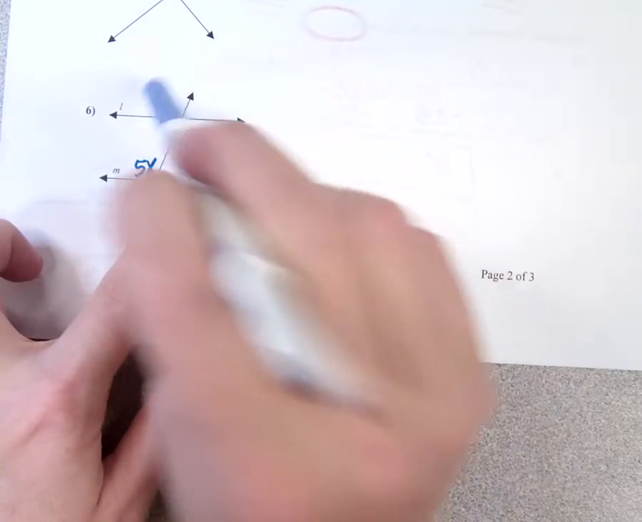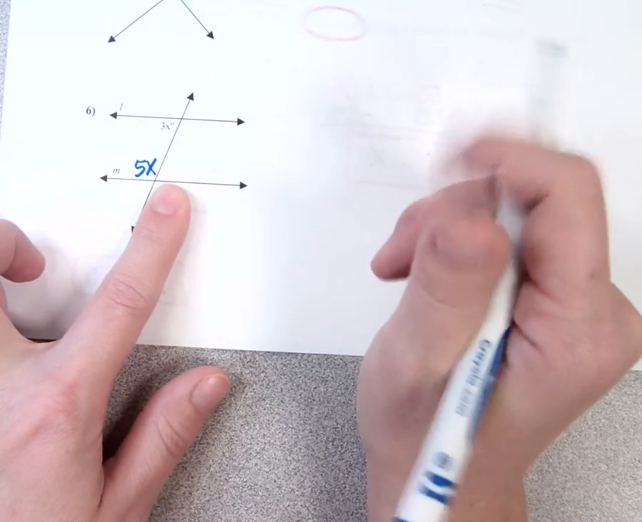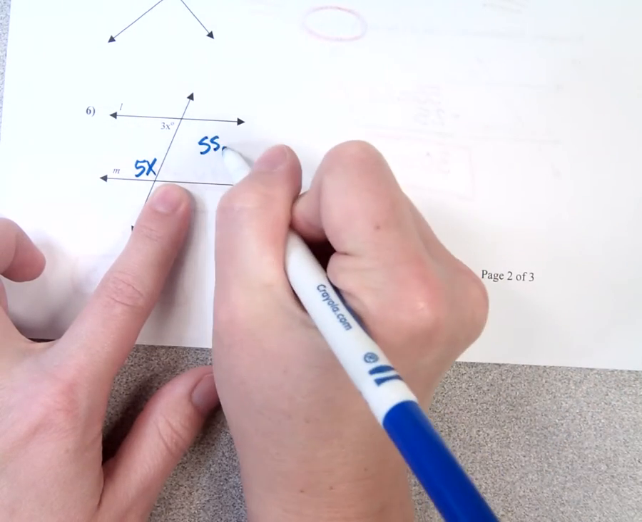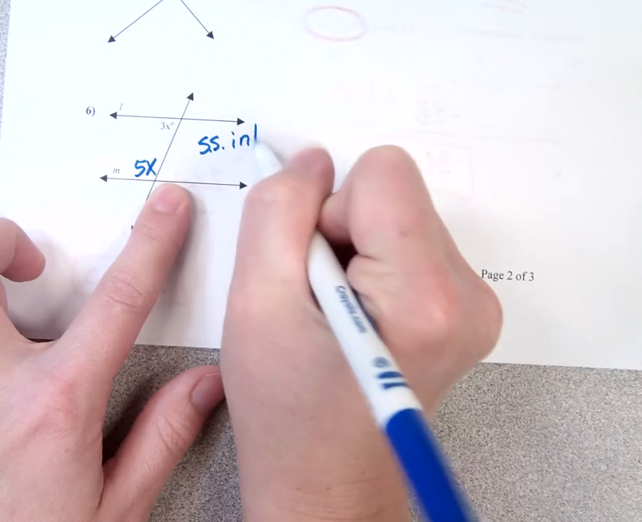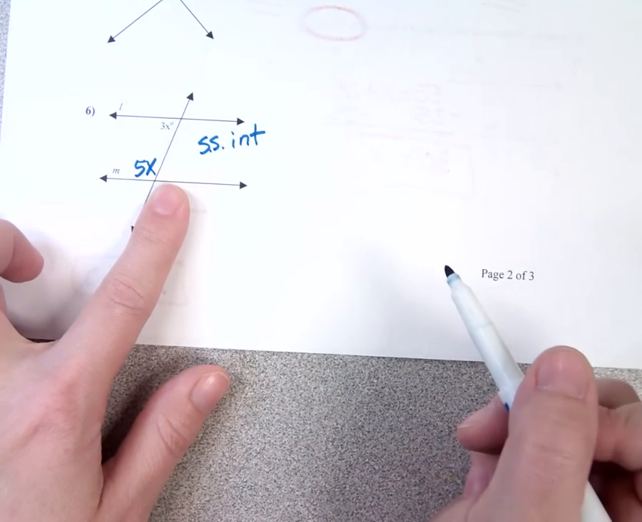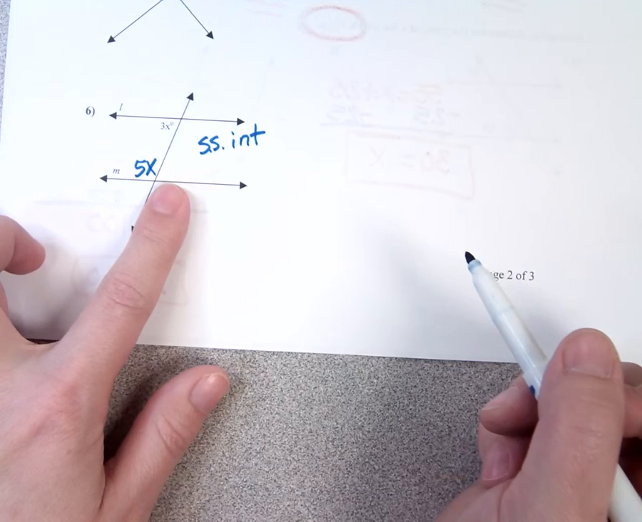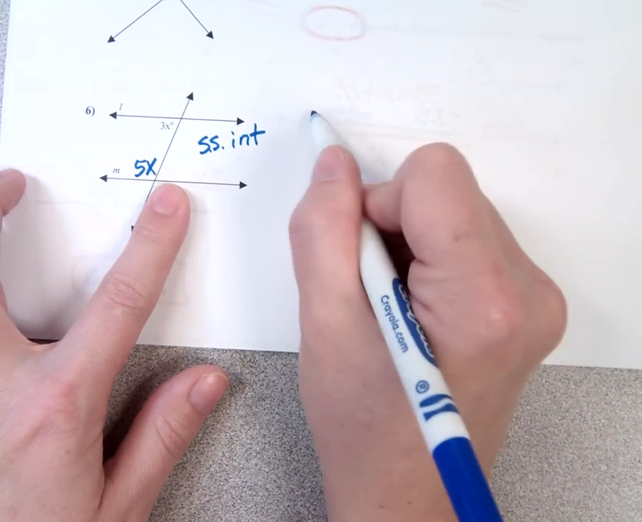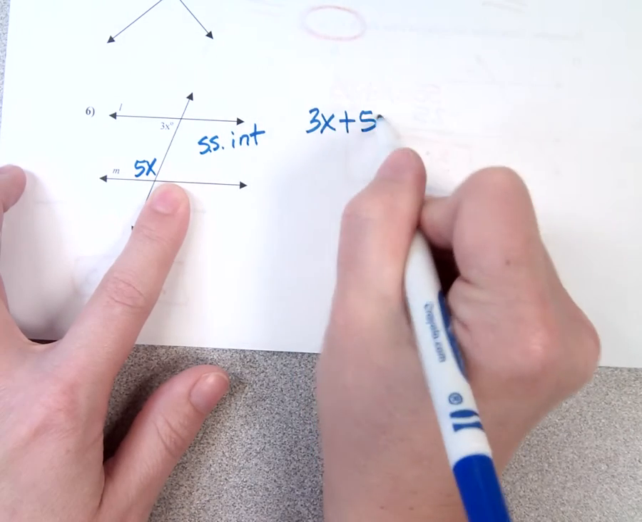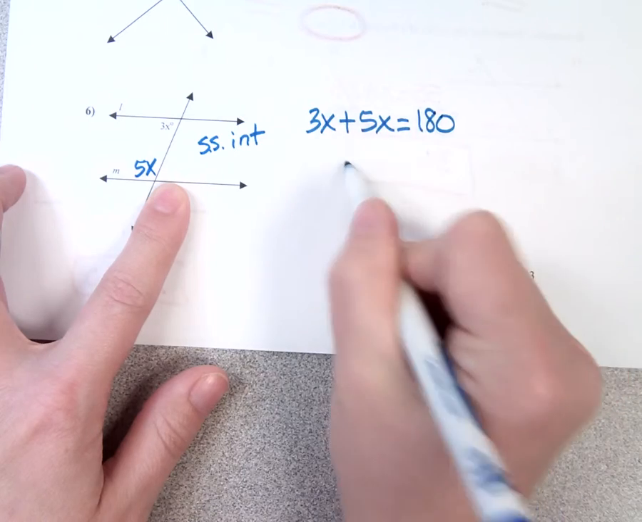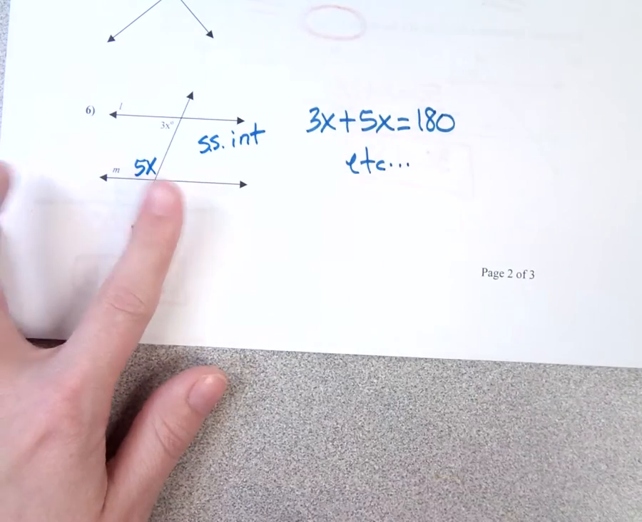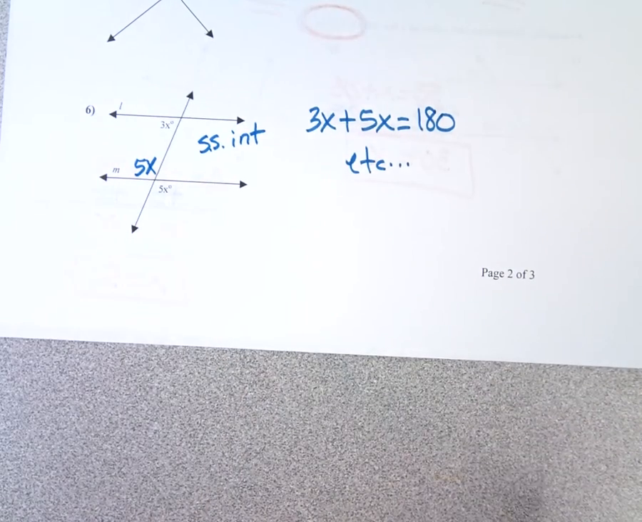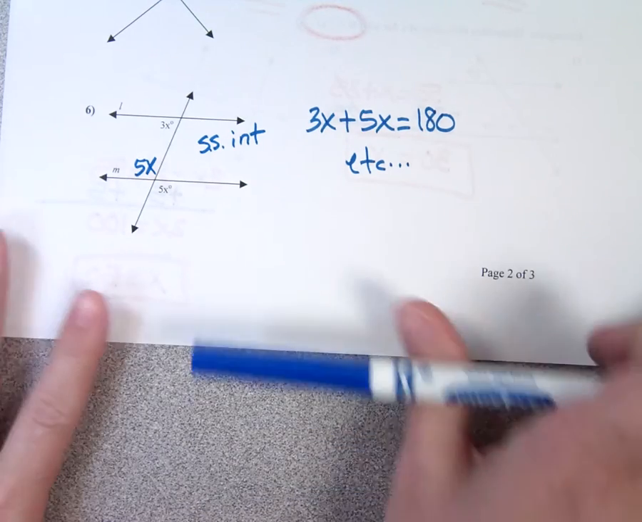And now, do you know a name for those guys? Those are same side interior angles again. And so, do I want them to be congruent or supplementary? Supplementary, same side, supplementary. So I add them together to equal 180, and that's the equation I would solve. I'm just not gonna. Okay, let's move to the next page.